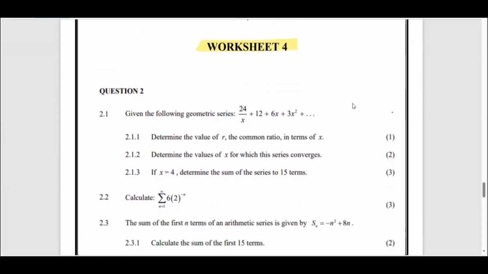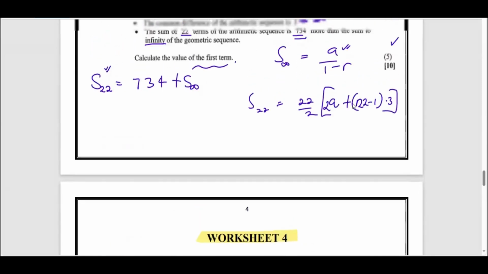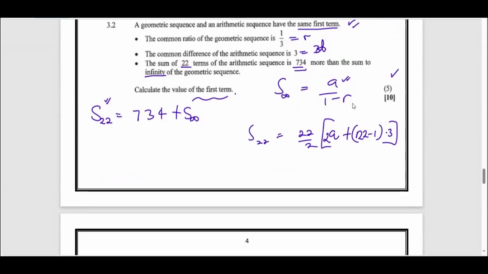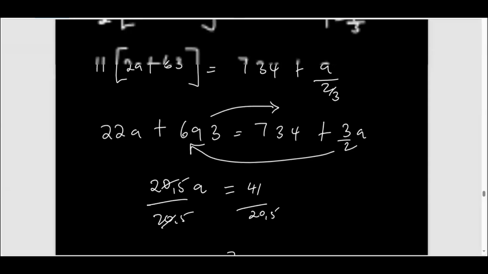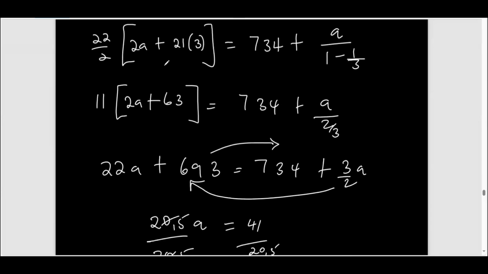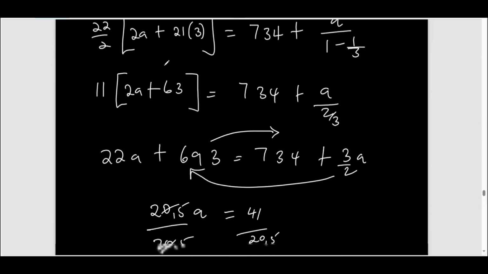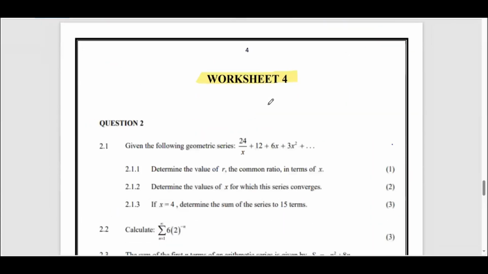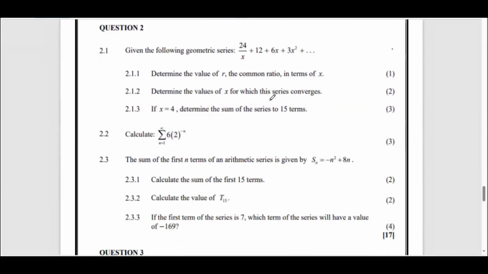Let's look at worksheet 4. So we said get the sum of the first 22 in this format, the sum to infinity, and then express it in that format. That is what we just went through. Do the substitution, collect the like terms, and then our answer should be 2. All right, worksheet number 4, that's question number 2.